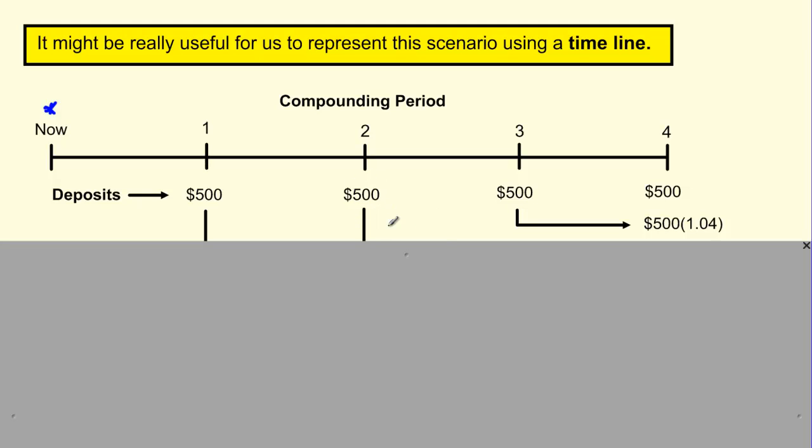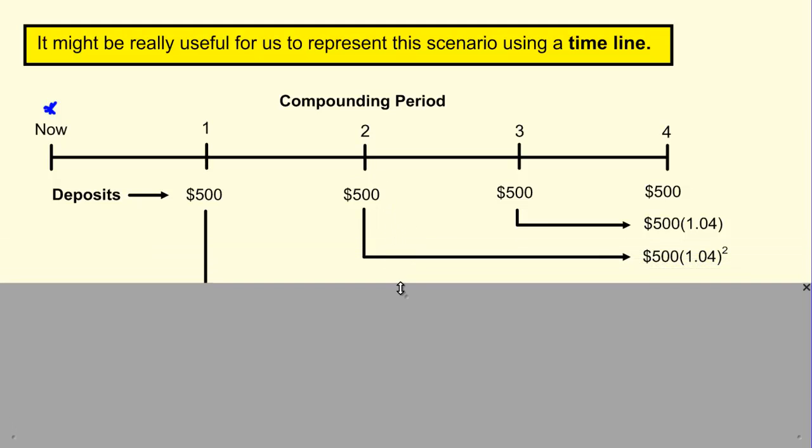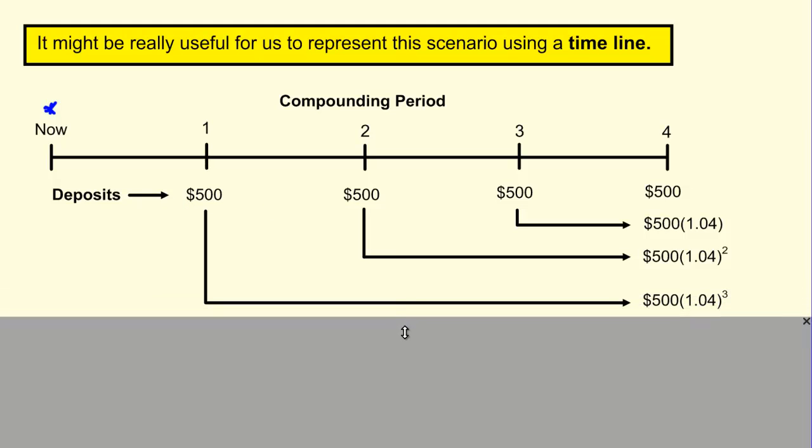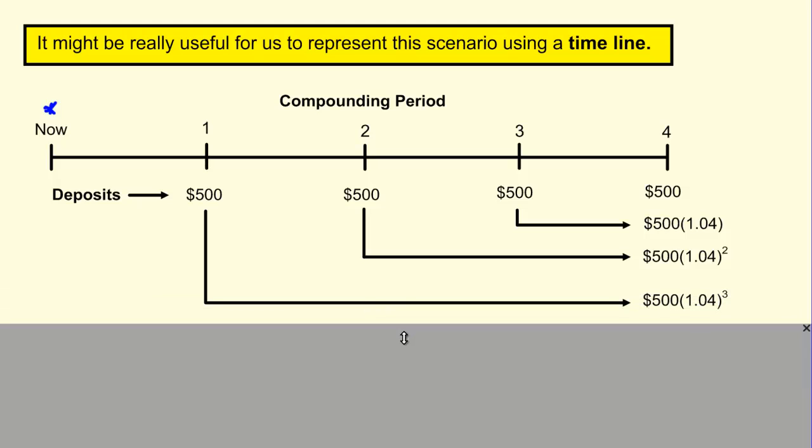The $500 deposit after year 2, well, that'll earn interest for 2 years, all the way to year 3 and all the way to year 4. So we write that as 500 times 1.04 to the exponent 2. And then the same thing for the $500 deposit after 1 year. It's going to earn interest for 3 years, so we write 500 times 1.04 to the exponent 3.